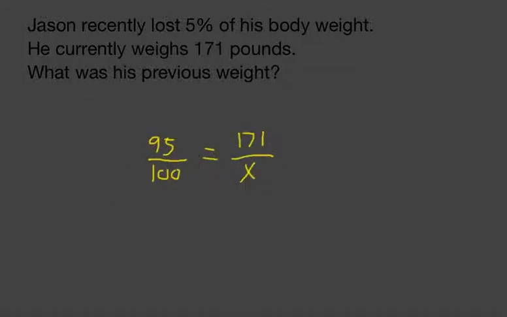So anyhow, what we need to do is solve for this x. How can we do that? Well, we can do cross multiplication if we feel like it, and let's just do that. We're going to take this number right here, 95, and multiply it by this x right here. And we're going to take this 100, and multiply it by the 171, okay?